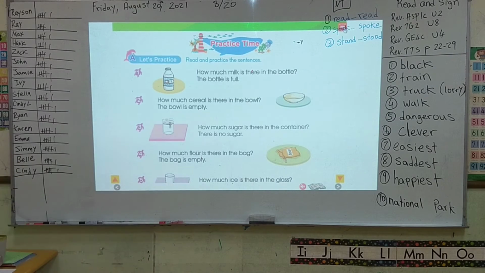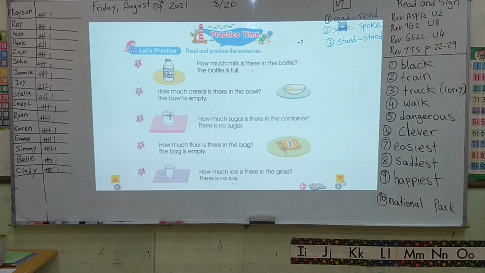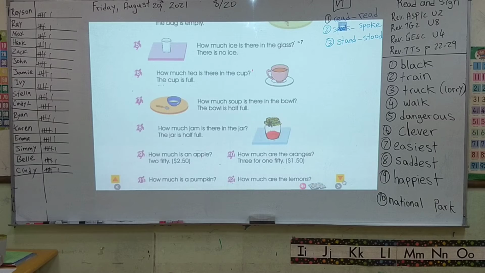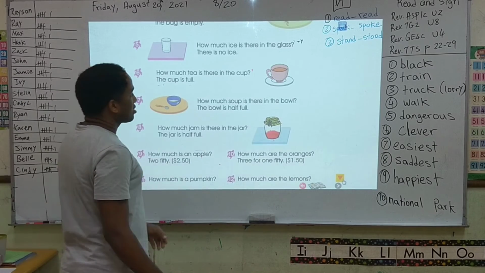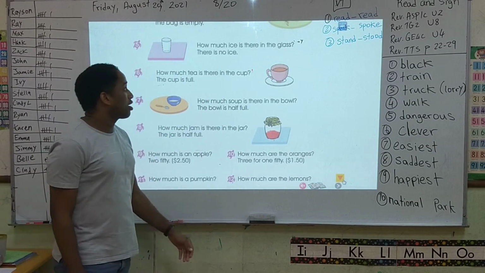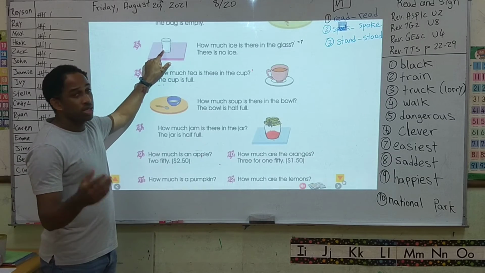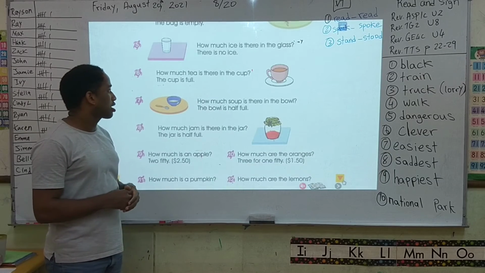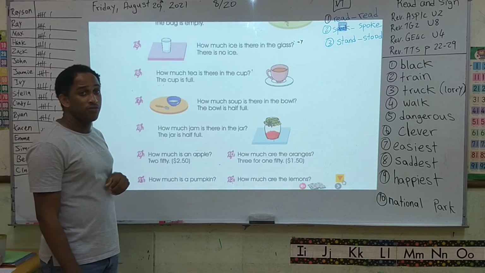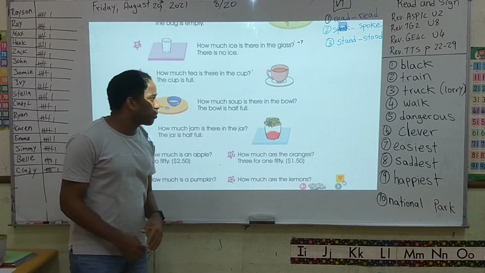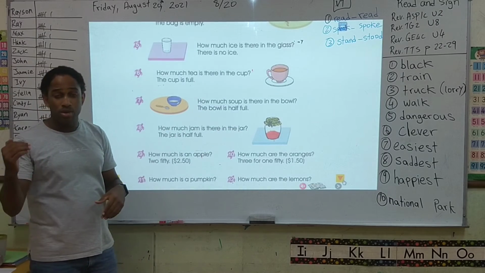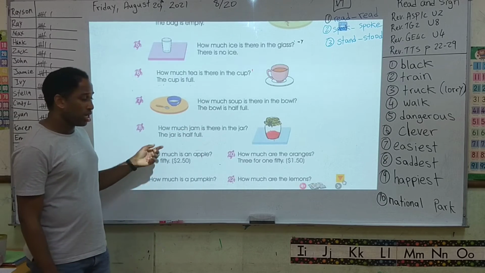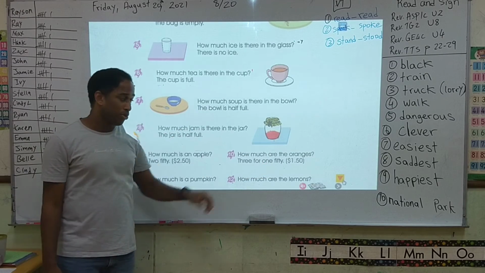Now let us go to number 5. How much ice is there in the glass? There is no ice, or you can say the glass is empty. How much tea is there in the cup? The cup is full. How much soup is there in the bowl? The bowl is half full. How much jam is there in the jar? The jar is half full.